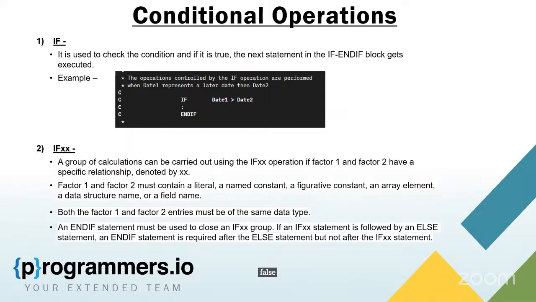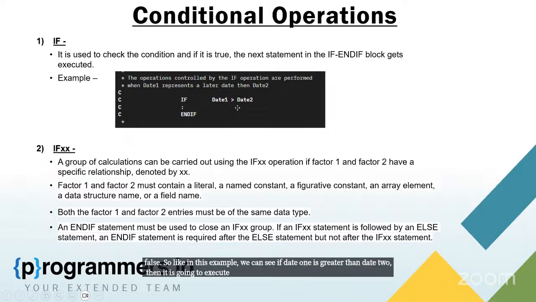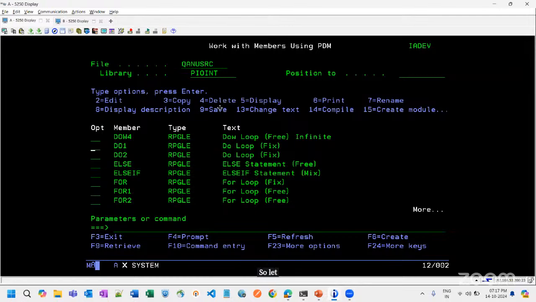Like in this example, we can see if date 1 is greater than date 2, then it is going to execute the set of statements written inside this if and end if block. If the condition is not met, then it is not going to execute the statements written inside it. So let's take a look at the example.